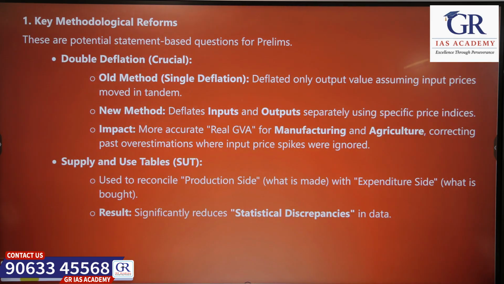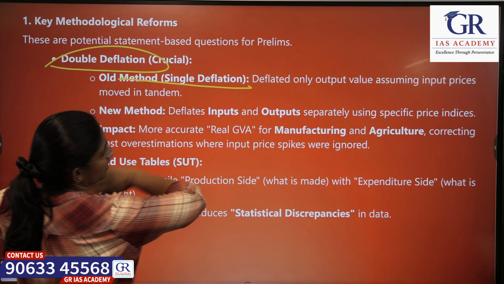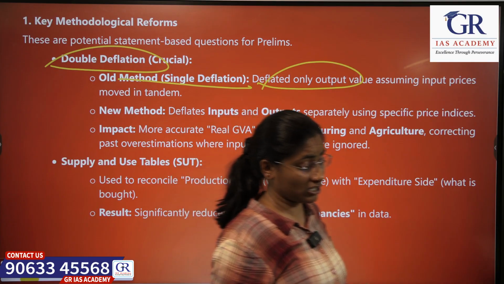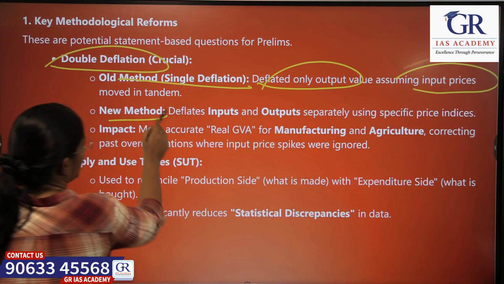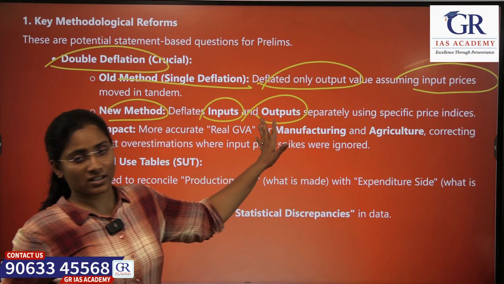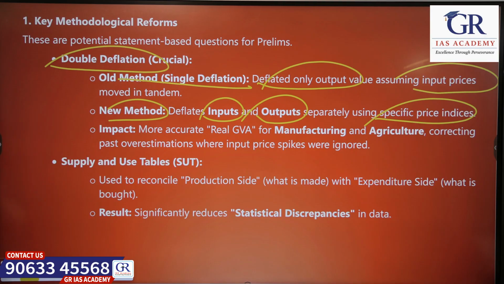So, what are the main reforms? We need to understand double deflation here. In the older method they used single deflation, where only the output value is considered, which is deflated assuming only input prices. Okay. So, what about the new method? Here inputs and outputs are both calculated separately using specific different price indices.